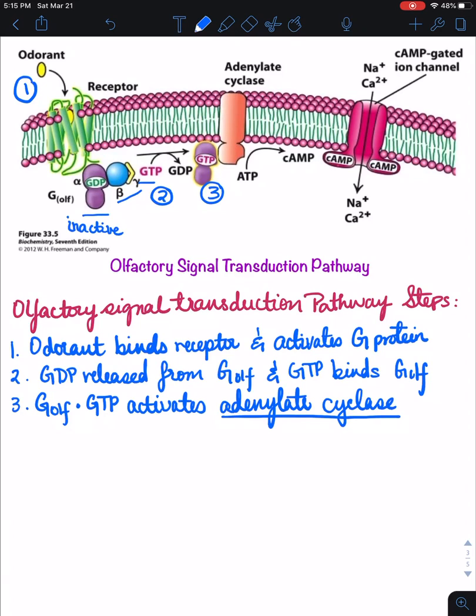Okay, so the GTP-bound alpha subunit activates adenylate cyclase, and adenylate cyclase, as we know, is going to convert ATP to cyclic AMP and increase the intracellular cyclic AMP levels. So step number 4 is adenylate cyclase.